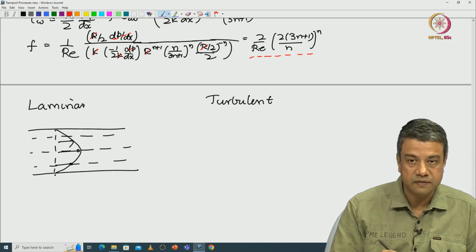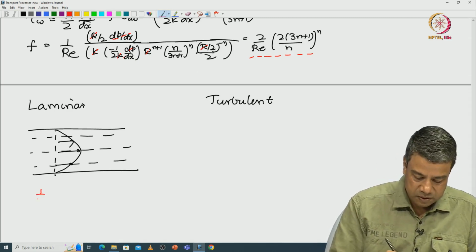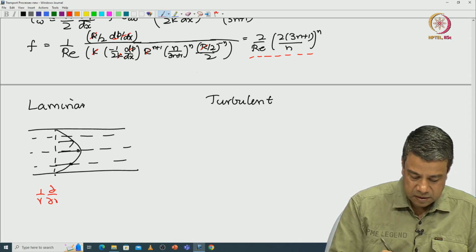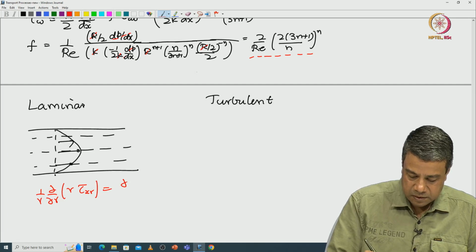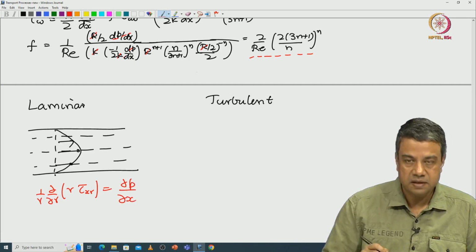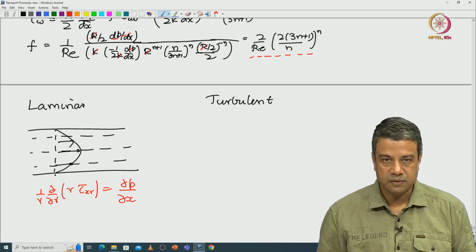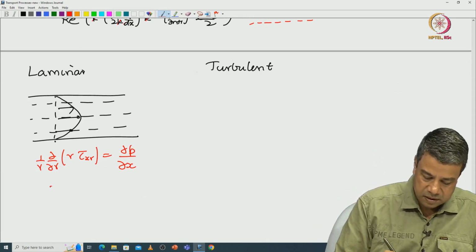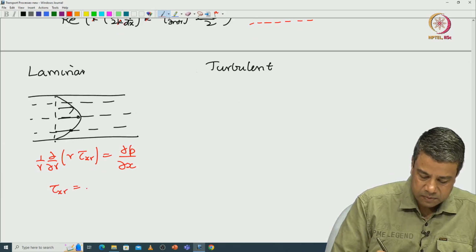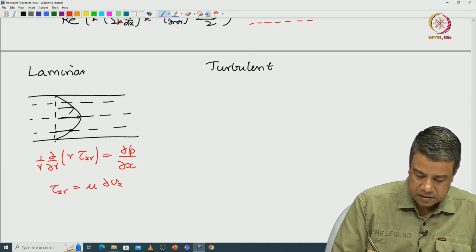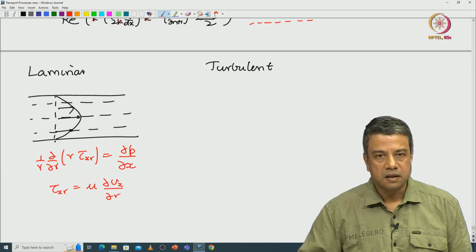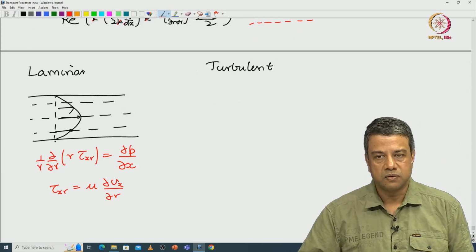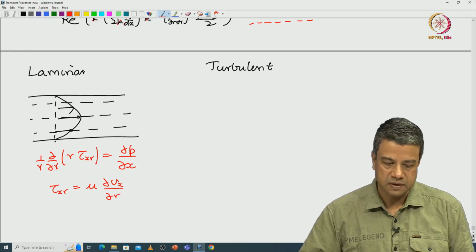If you recall, the conservation equation we had was 1 over r d by dr of r tau x r is equal to partial p by partial x. That was the conservation equation that we had determined at steady state, and for this tau x r we had written tau x r is equal to mu partial V x by partial r. Thus, momentum transport is due to molecular diffusion, due to the viscosity.